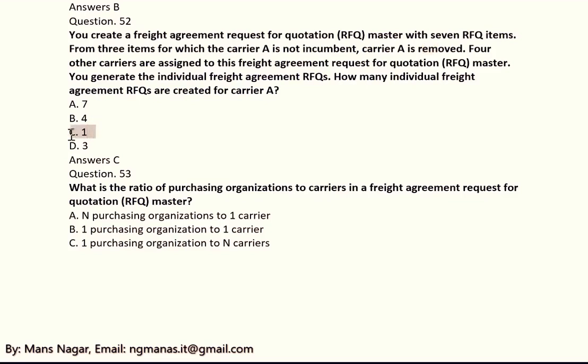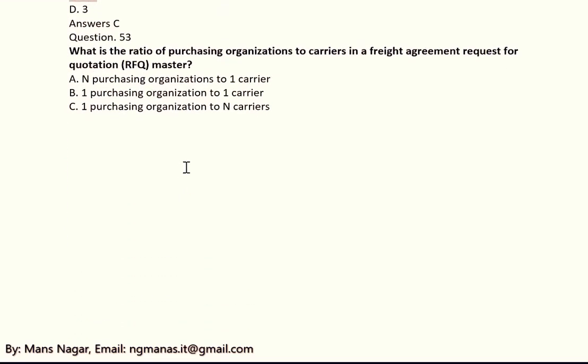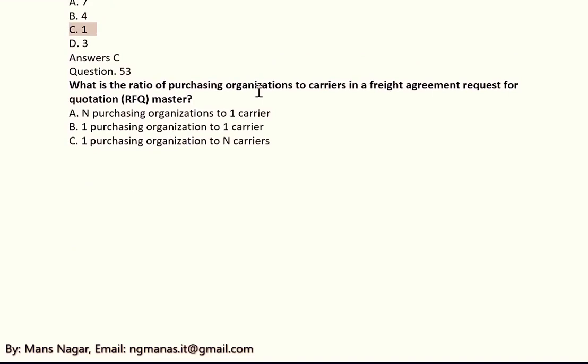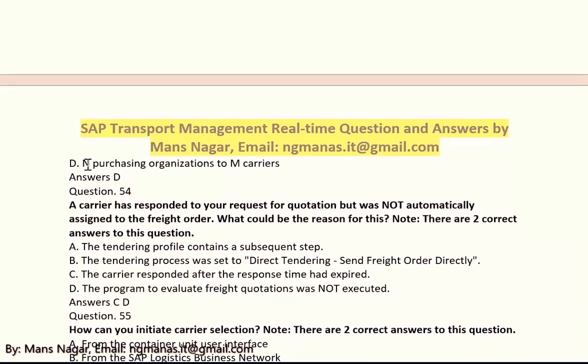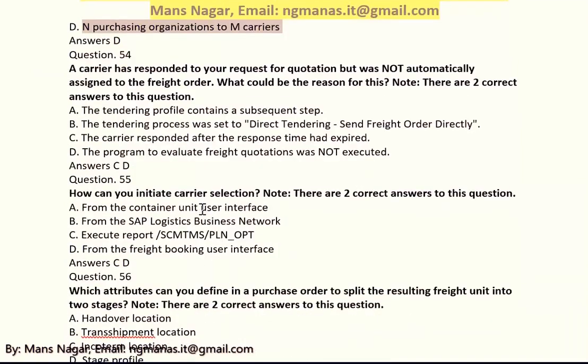Answer is C, 1. What is the ratio of purchasing organization to carrier in a freight agreement request for quotation (RFQ) master? Answer is D, N purchasing organization to M carrier. Next question.